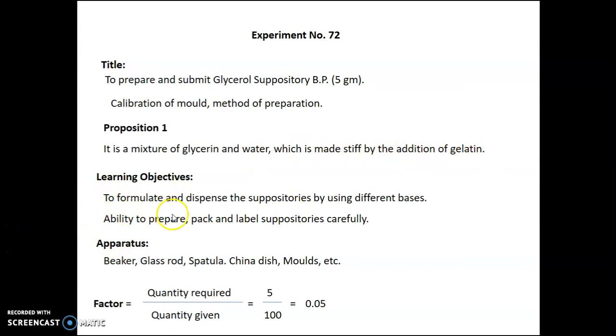Learning objectives are to formulate and dispense suppositories by using different bases, and the ability to prepare, pack and label suppositories carefully. Apparatus required are beaker, glass rod, spatula, china dish, molds, etc. Factor is calculated as quantity required upon quantity given, equal to 5 upon 100, that is equal to 0.05.